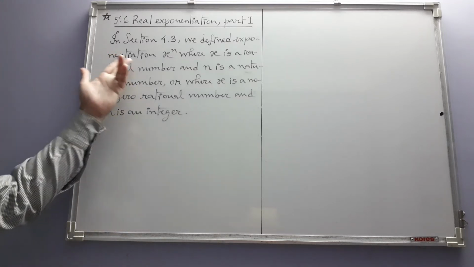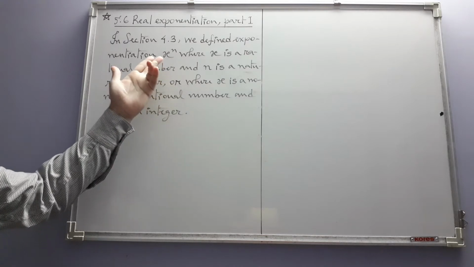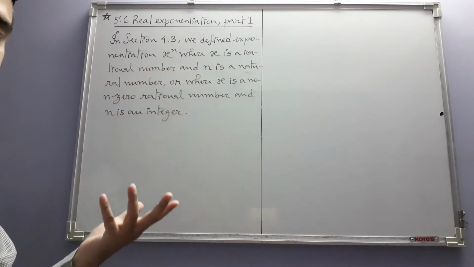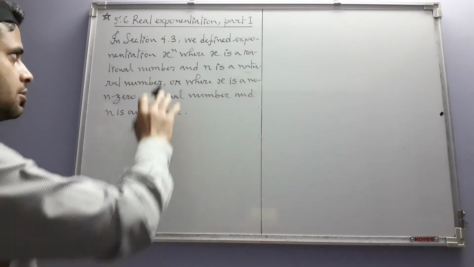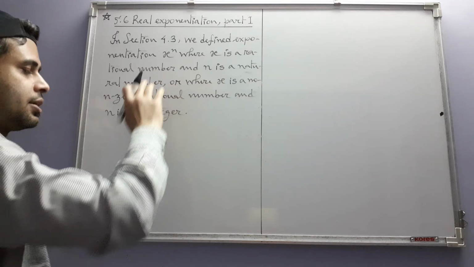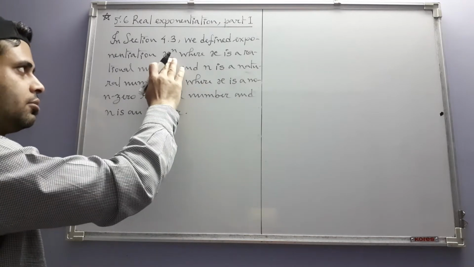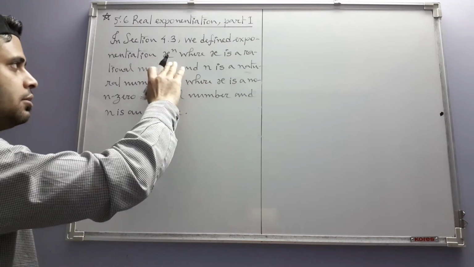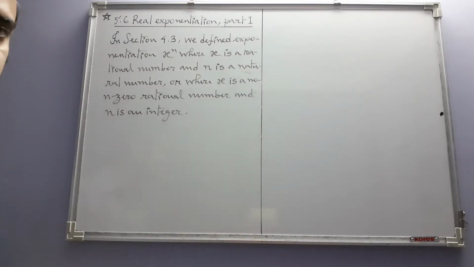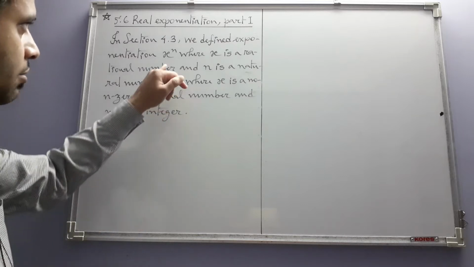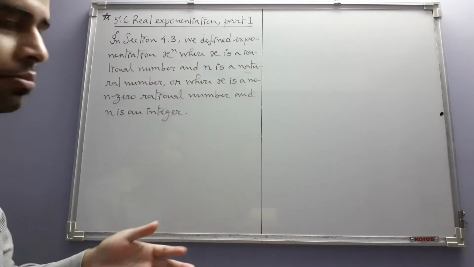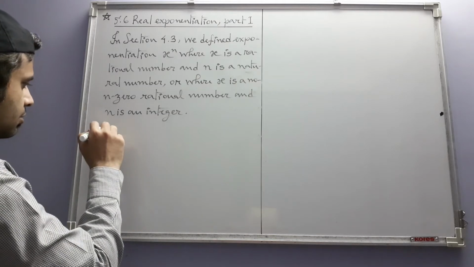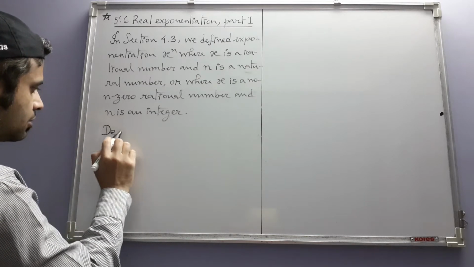Of course, exponentiation doesn't mean this symbol. This symbol is a power of x, the nth power of x. Exponentiation is the process of exponentiating a rational number or whatever it is to a specified power. Now, what we want to do is that we want to do the same thing when x is a real number. So that's where the first definition of this section comes.